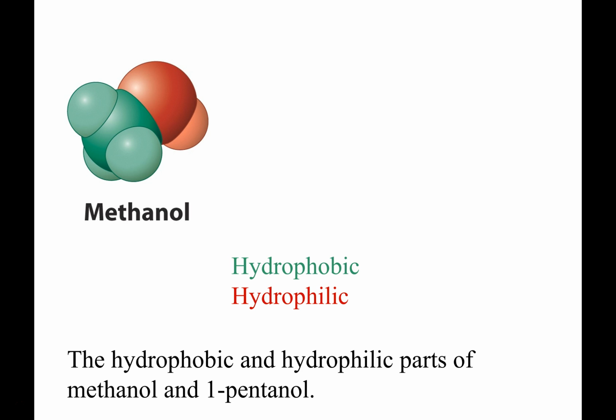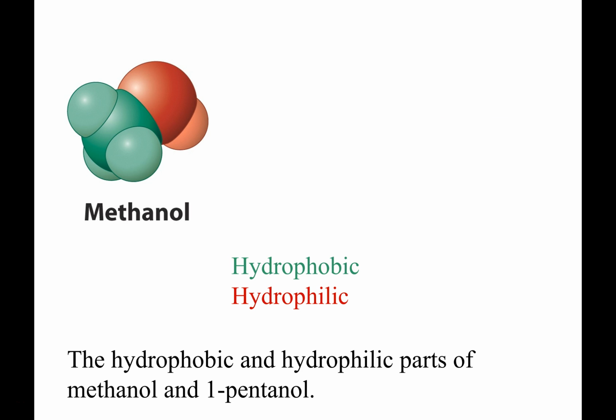Now, the color coding here: phobic means fear of, philic means love of. Hydro means water. So hydrophobic means doesn't like water. Hydrophilic means loves water. The hydrophilic part is trying to highlight the hydroxyl group. So this is methanol, where the green is your carbon and your 3 hydrogens, and the red is your oxygen and your hydrogen, your hydroxyl group.